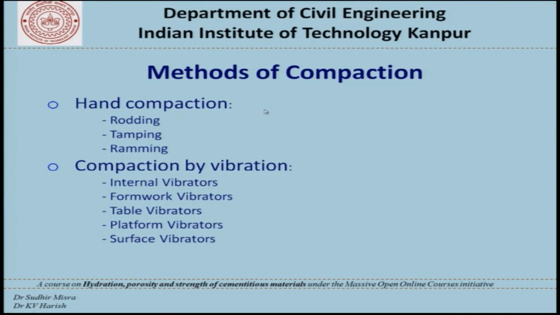So, the methods of compaction typically involve hand compaction or compaction by vibration. In hand compaction, you have rodding, tamping or ramming depending upon the site condition, and in the case of vibration, we have internal vibrators, formwork vibrators, more like external vibrators, table vibrators, platform vibrators and surface vibrators.